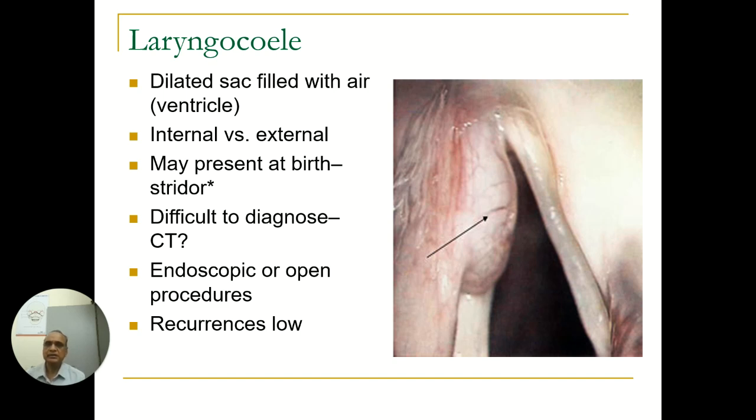The next condition we come across is laryngocele. It is nothing but a dilated sac filled with air, and it is subdivided into internal and external laryngocele. It may present at birth, leading to stridor, and it is difficult to diagnose. CT may be of use, but there is a question mark as to how far it is possible in that age group. Then we go for endoscopic or open procedures to solve the problem. The recurrences are quite low, and this is easily manageable using endoscopic techniques.